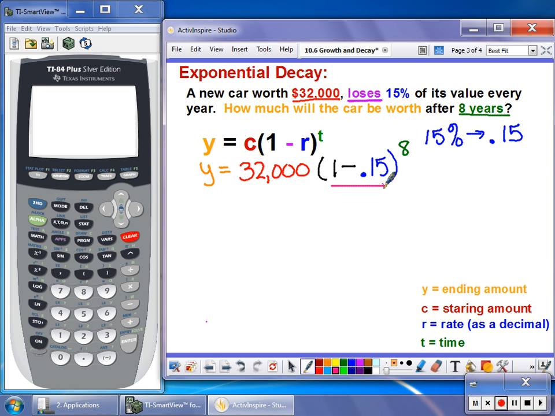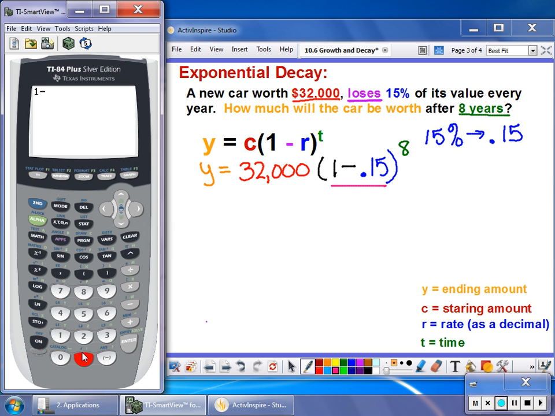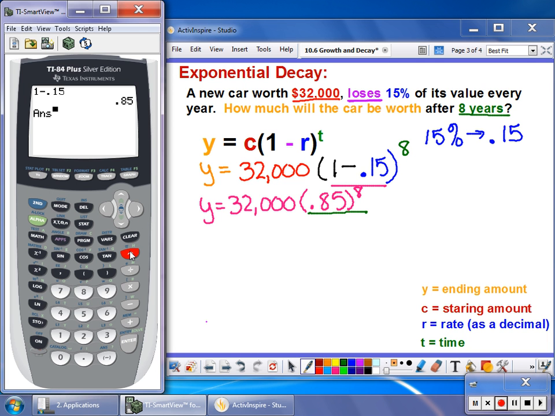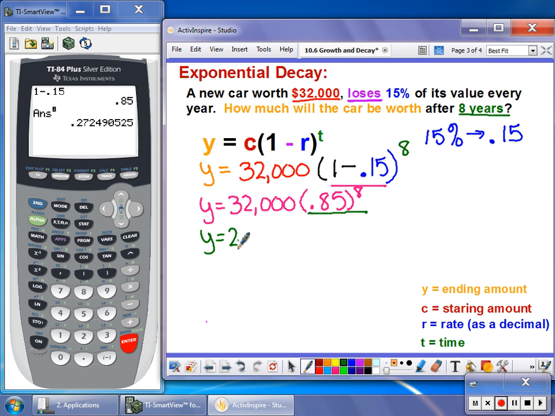First things first, order of operations is what's in parentheses, so I'm going to do 1 minus 0.15. And that tells me that y equals 32,000 times 0.85 raised to the 8th power. Next come my exponents, so I'm going to take this and raise it to the 8th power. And again, we get one of those big long decimals. So when I write it, let me get my 32,000 here. I'm not going to write that whole big long decimal, I'll just write part of it, 2724. And again, I didn't round, I just chopped it off.